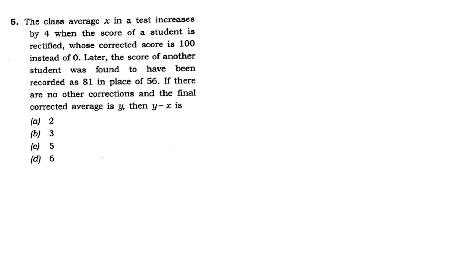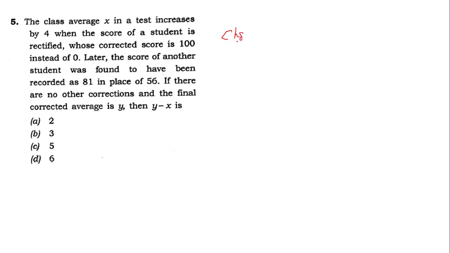Fifth one. The class average X in a test increases by 4 when the score of a student is rectified, whose corrected score is 100 instead of 0. Later, the score of another student was found to have been recorded as 81 in place of 56. So basically, there is a correction here. So for this, we'll just use a simple method.